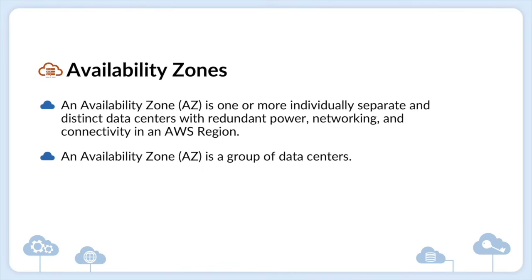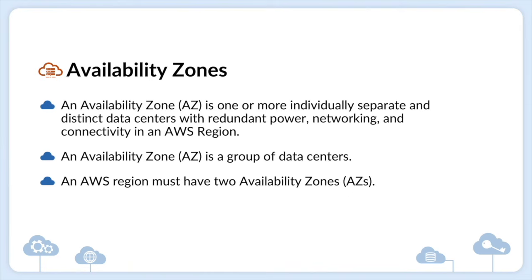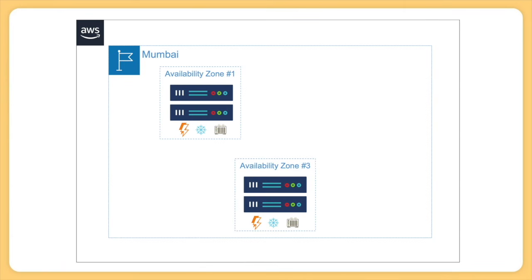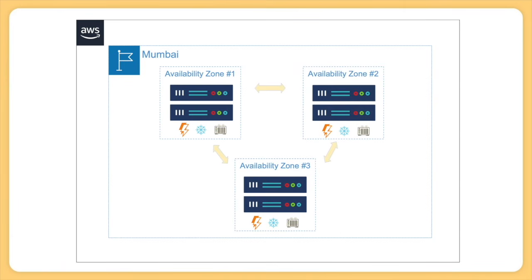And as per AWS standard, an AWS region must have two availability zones. So take an example of the Mumbai region. It has three availability zones. As we have seen earlier, every region had some specific code. Similarly, the availability zones also have a corresponding code, which consists of a region code followed by an alphabet. If you remember, the Mumbai region code is AP South 1.